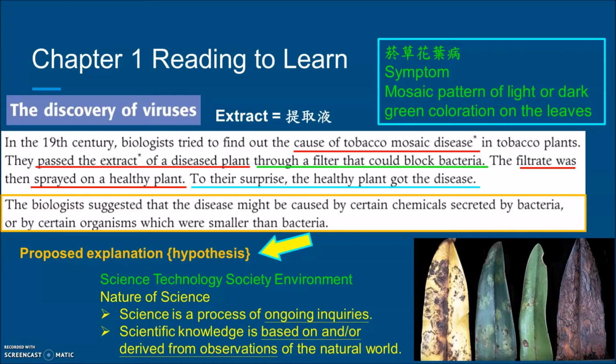That's the first hypothesis. The second hypothesis is that there may be some organisms much smaller than the bacteria. So they may not be blocked, they may not be filtered away by the filter. So some other organism may cause this disease. Those are the two hypotheses we are going to talk about.